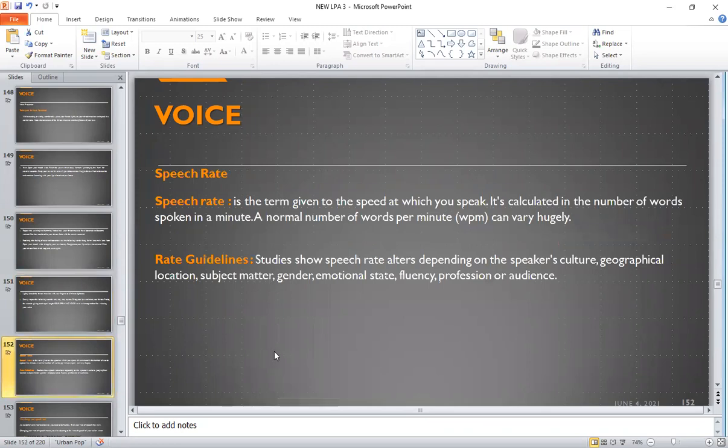Next, we need to talk about speech rate. Speech rate is the term given to the speed at which you speak. It's calculated in the number of words spoken in a minute. A normal number of words per minute can vary hugely. Rate guidelines: studies show speech rate alters depending on the speaker's culture, geographical location, subject matter, gender, emotional state, fluency, profession, or audience. Again, you don't have to speak fast. For you to be able to convey the meaning of what you want to say, don't talk fast. They will wait for you anyway. They will listen to you if you're trying to say something.